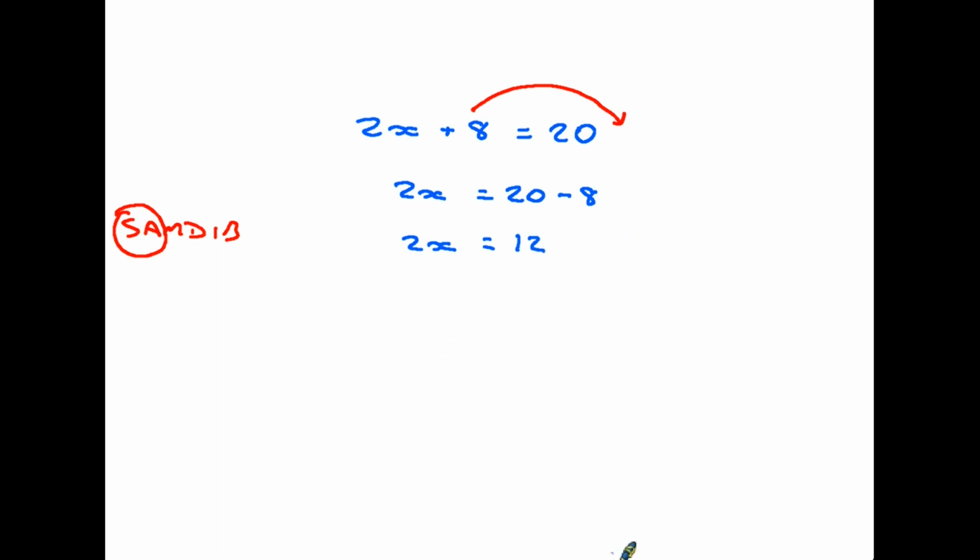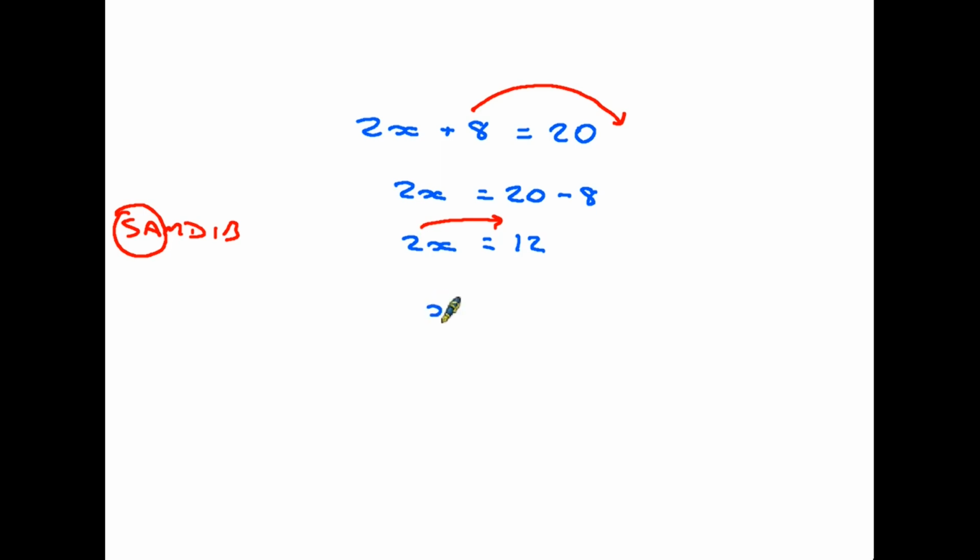Now it's time to move again. The only thing left on the left-hand side that I don't want is the 2, so that is also going to move to the other side. Now, let's have a look at the function that this 2 is performing. Currently, it is a 2 times x. It is being multiplied by the x.